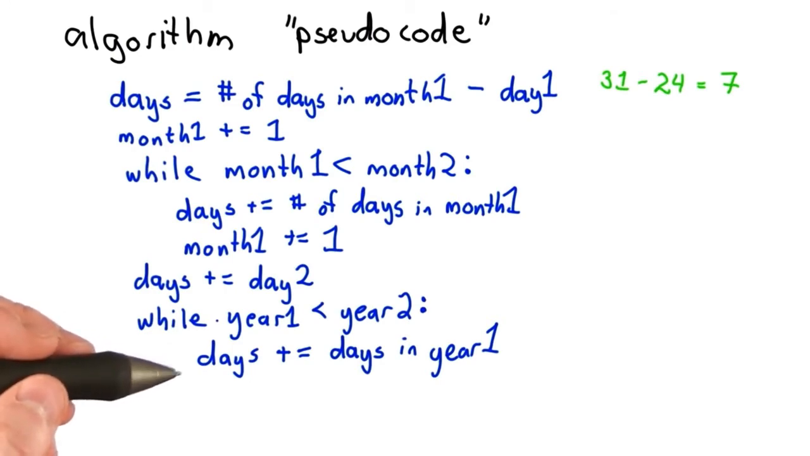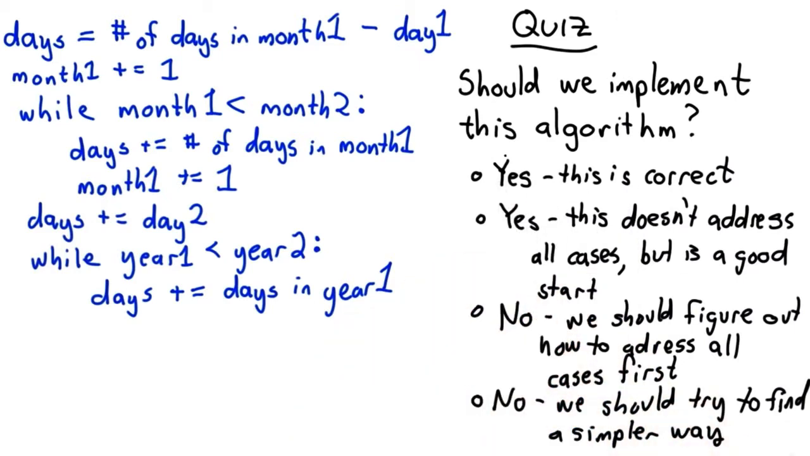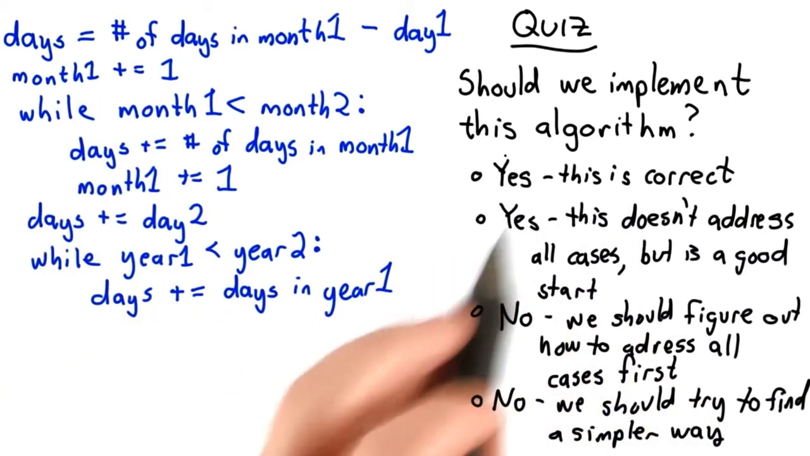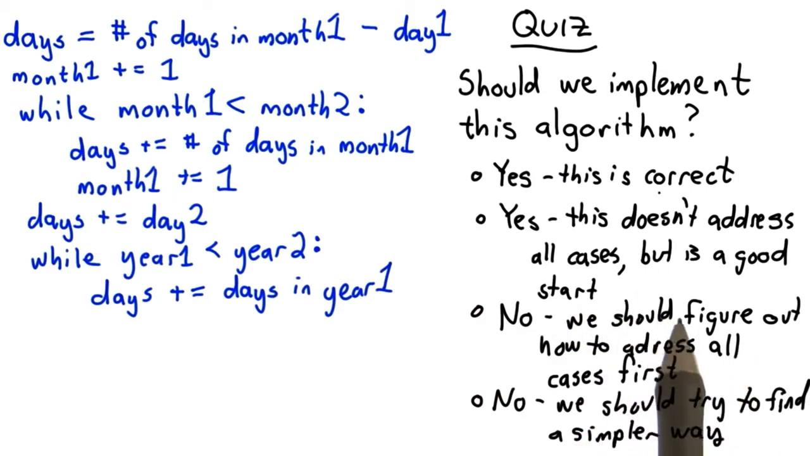Now let's think about this a little more carefully. So the question is, should we go ahead and implement this algorithm? Are we close enough to start writing the actual Python code? There are 4 choices. First is that yes, we should go ahead and implement this and we'll end up with a correct solution. The second is that we should start implementing this. It doesn't address all cases, but this is a good start and we'll figure out the details as we go.